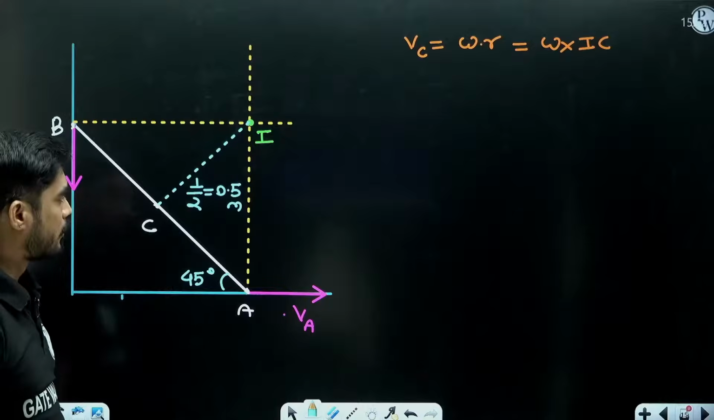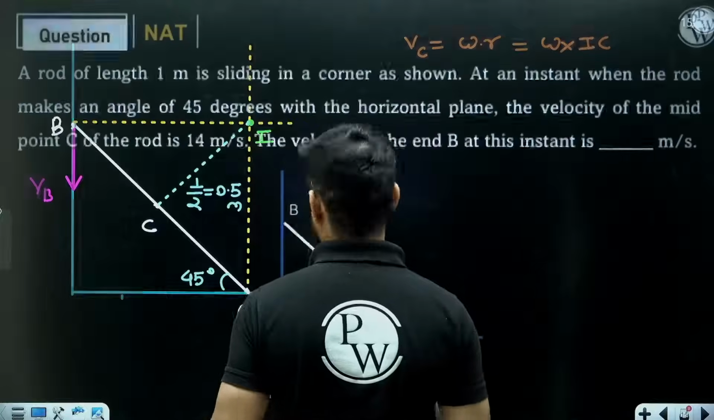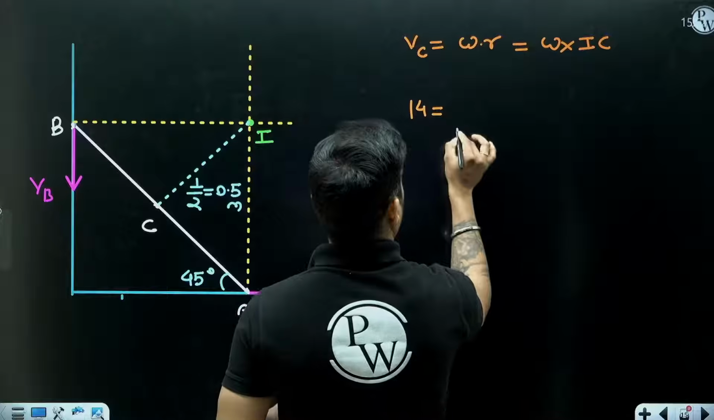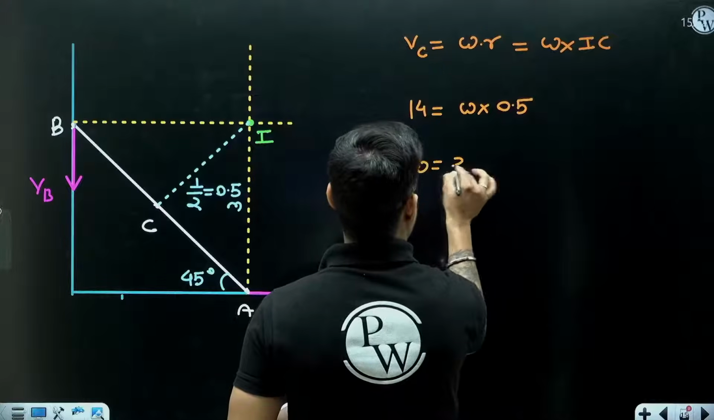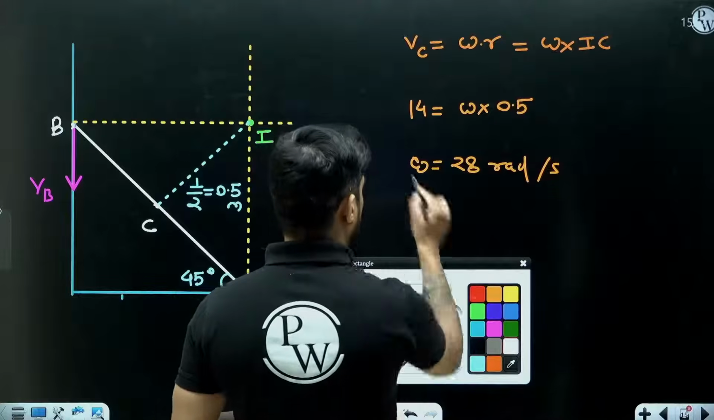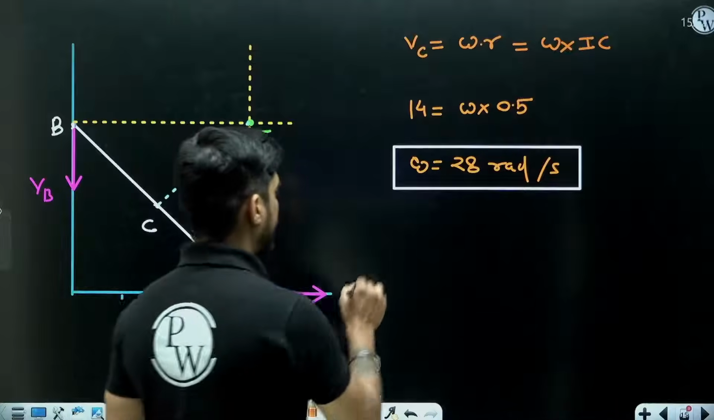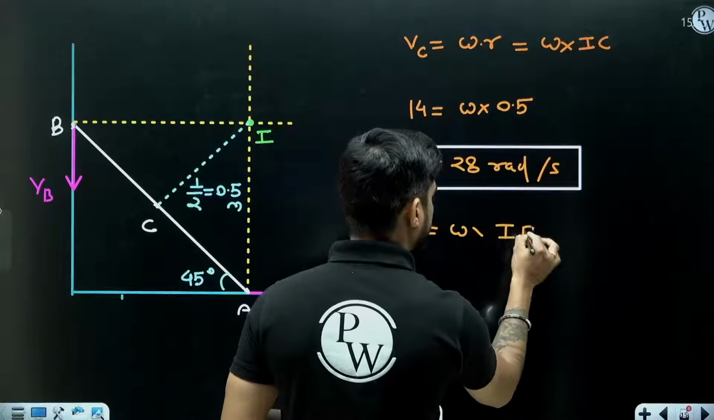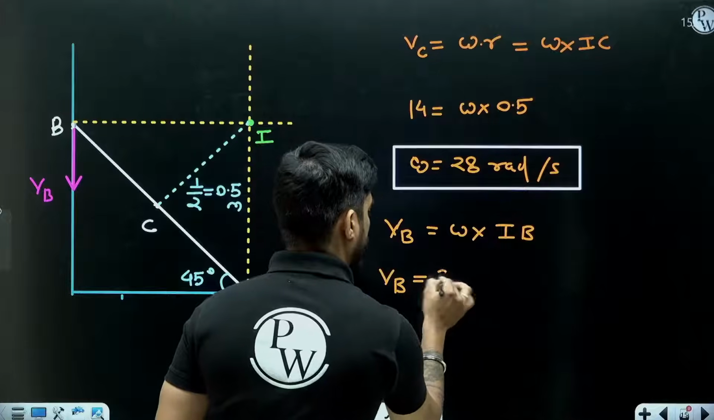Okay. So we have this I to C 0.5 meter. Now velocity of C is 14 meter per second. And from I to C distance is 0.5. So omega is 28 radian per second. We have got the value of omega. So now we can find VB. VB will be equal to omega into IB. Okay.